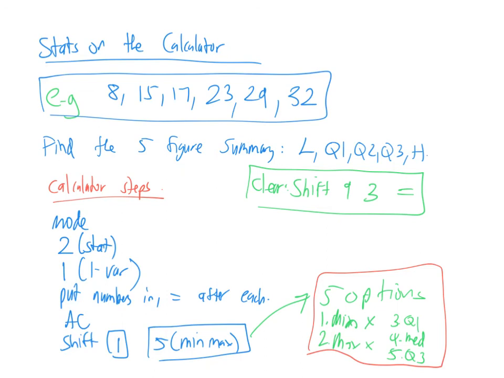So our 5-figure summary is going to be 8. Q1 is 15. So again, go to that screen 5 times. Q2, which is the median, which is 4 on the screen, so 20. Then we want Q3, which is option 5. Notice it's not the correct order, actually, the actual options. And then the last one we want is max-x, which is 2. That comes up as 32. Okay, so that's our 5-figure summary of the data.